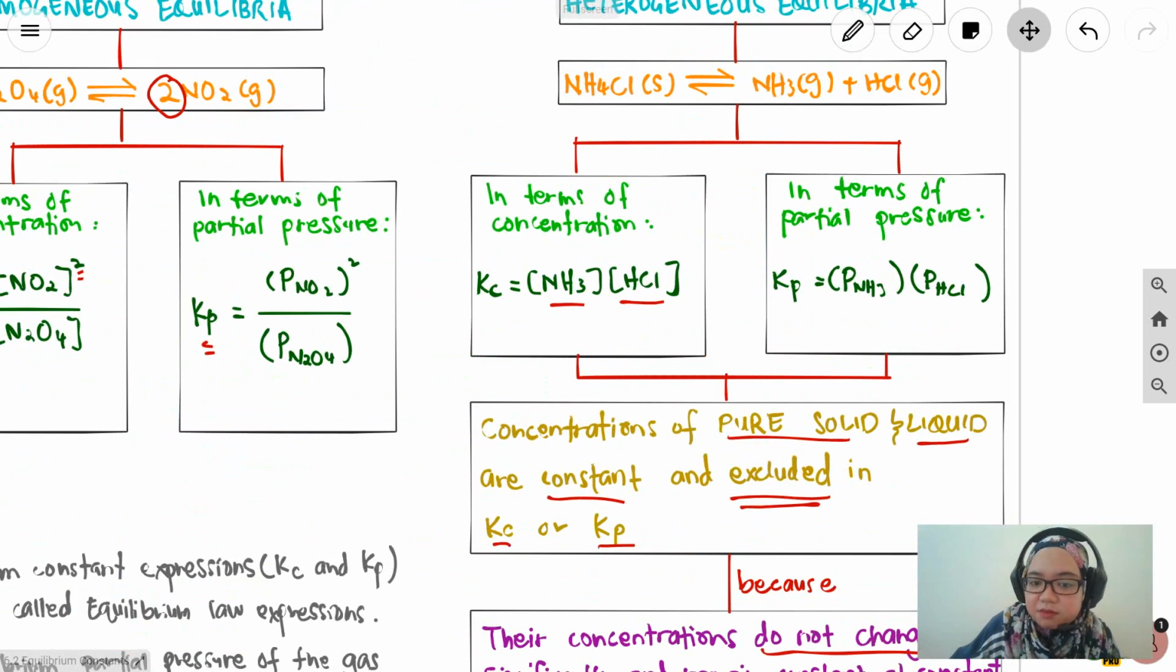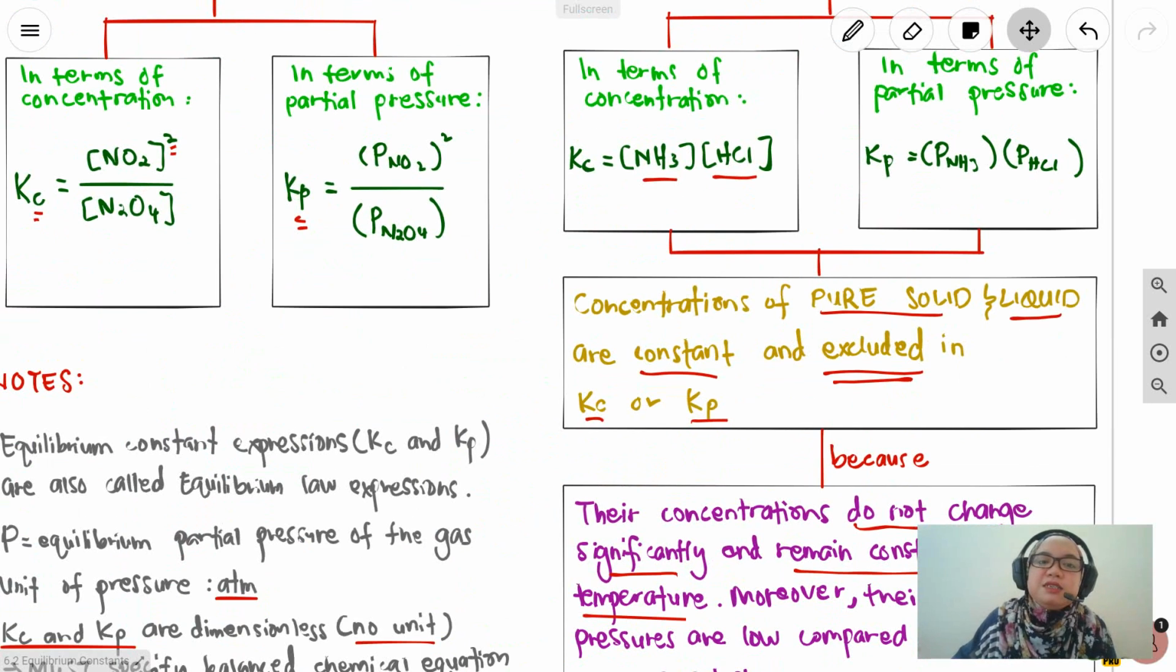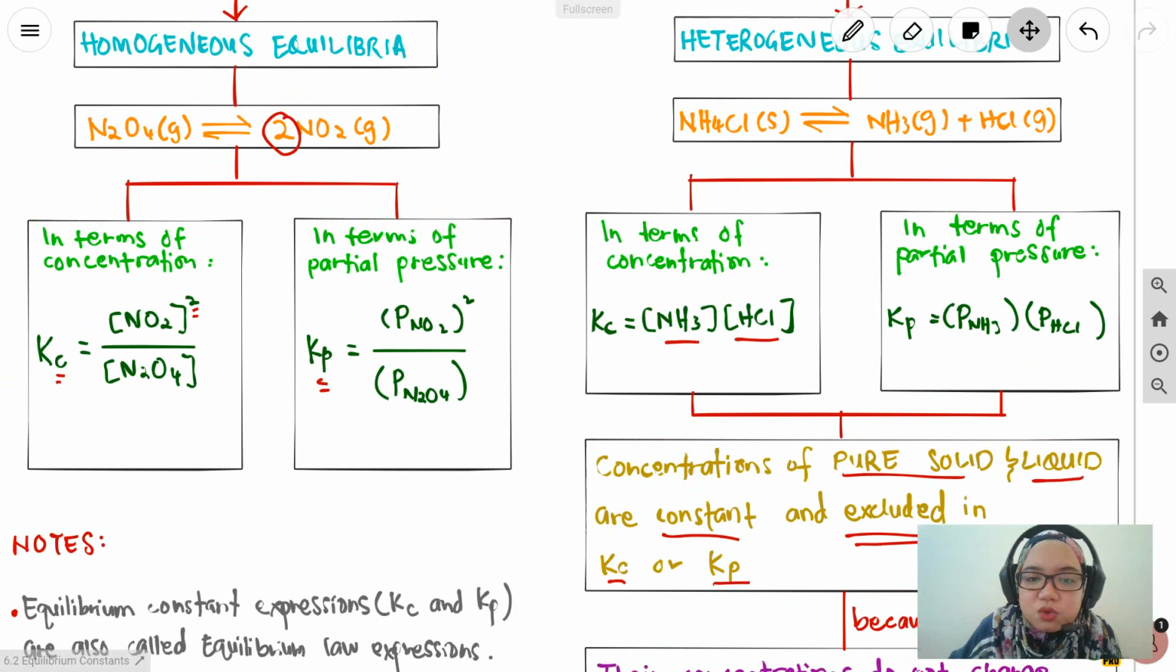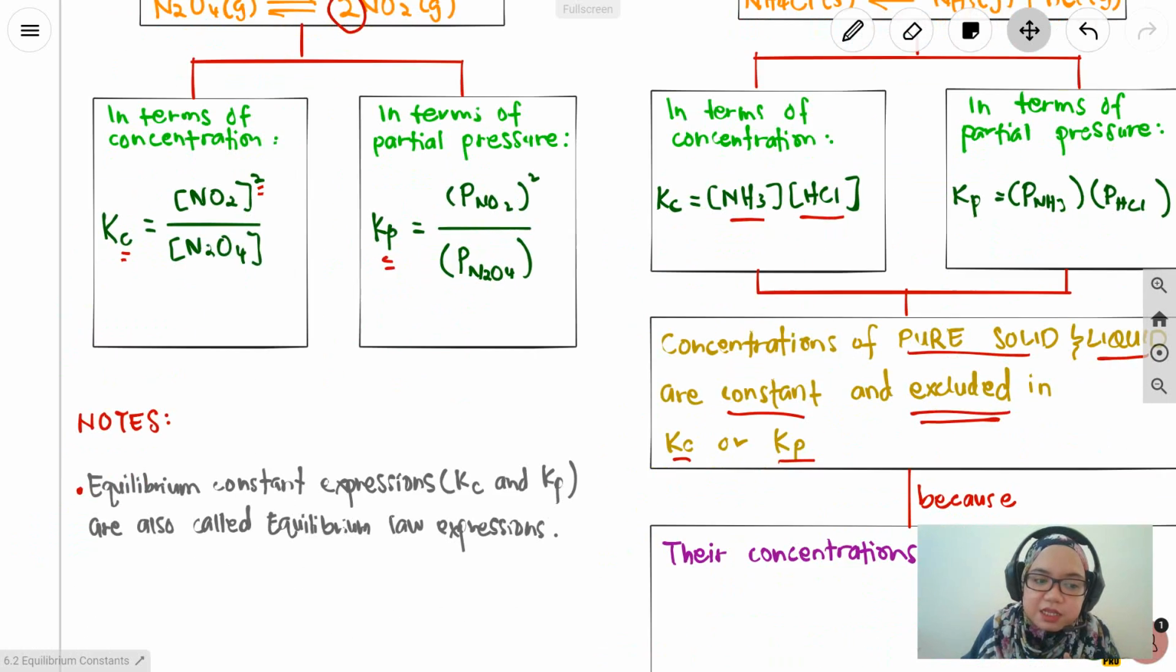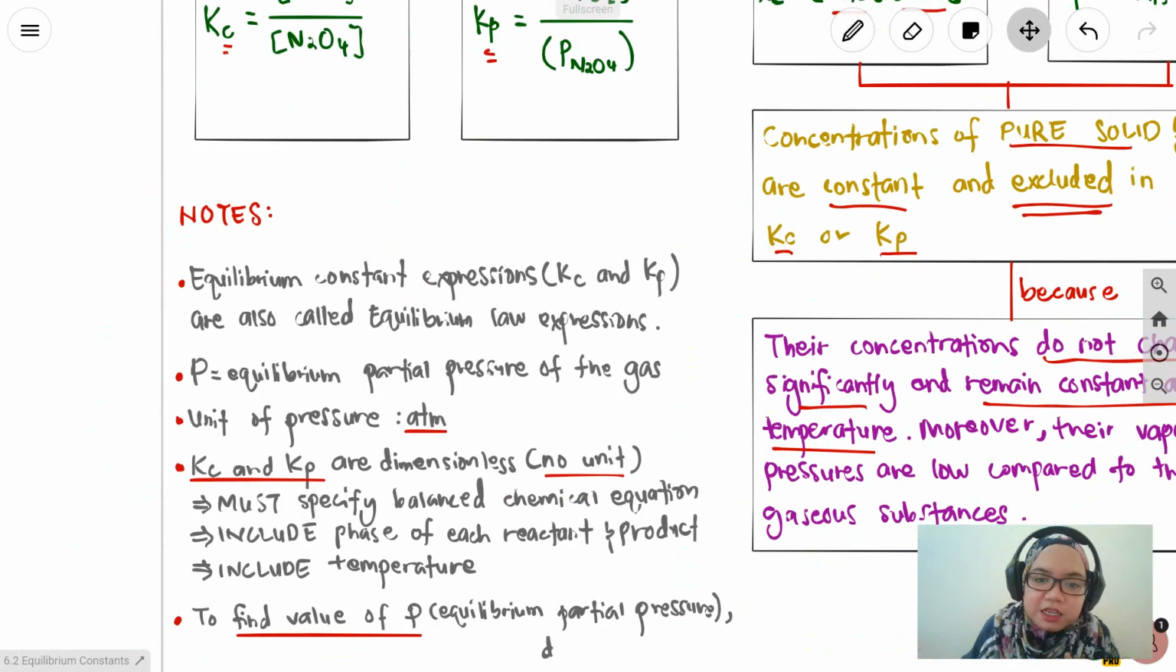Alright, so I hope that you understand how to write the expression for the equilibrium constant in terms of concentration and in terms of partial pressure for both homogeneous and heterogeneous systems. Okay, remember. Alright, so now we are going to look at the notes here.